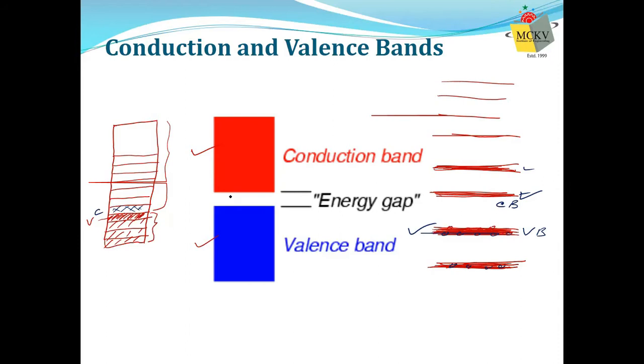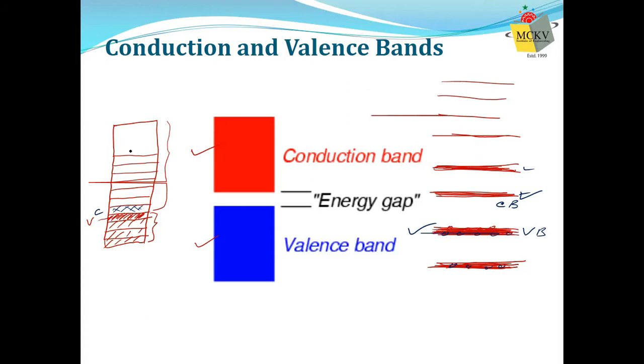Whereas from the fourth floor onward, the flats are empty. So there is enough place to roam around. People can play the games there. So these are conduction. So conduction floor is that where people can roam freely. Whereas valence floor is that floor where people are bounded. People cannot roam freely.